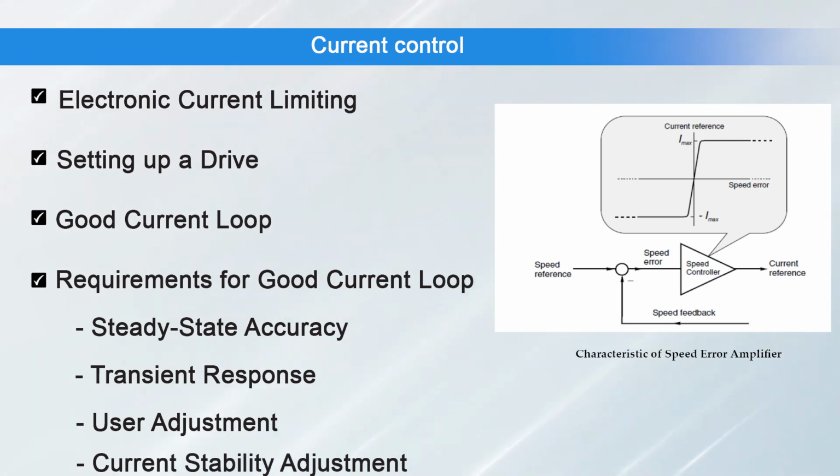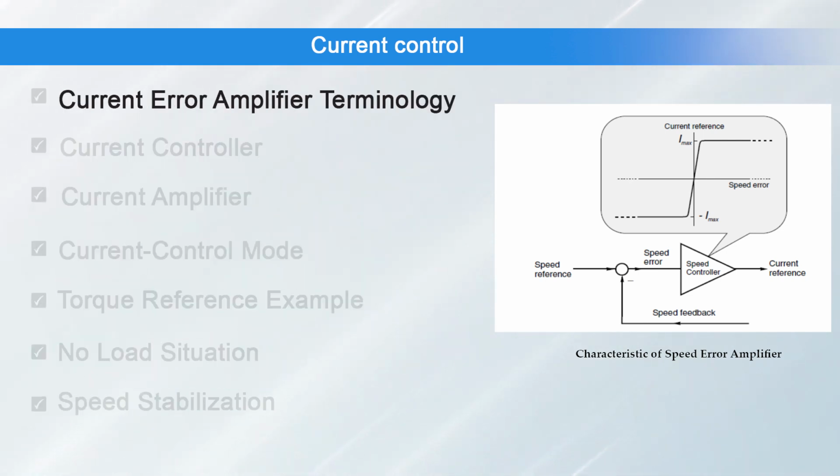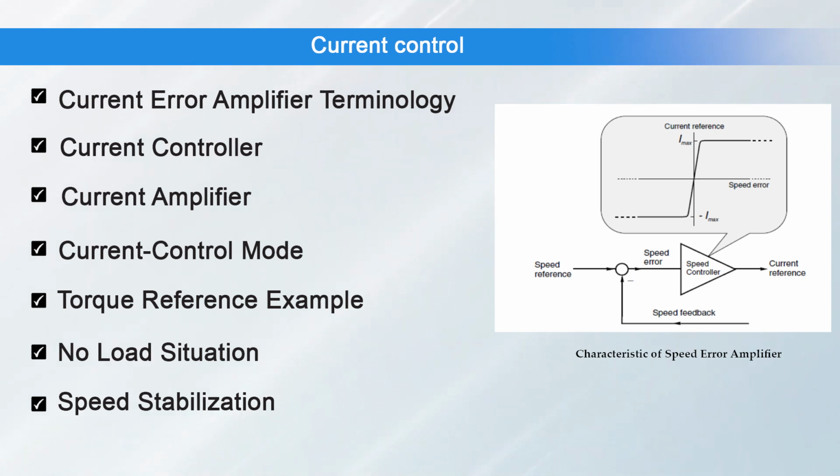of the current loop. In simpler terms, the component typically known as current error amplifier is more commonly referred to as current controller or current amplifier. The term current controller is quite accurate and straightforward. However, calling it a current amplifier can be confusing because it implies that the motor's current itself is being amplified, which is not the case. So, be careful.